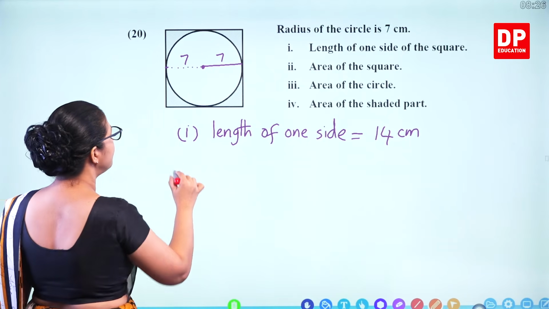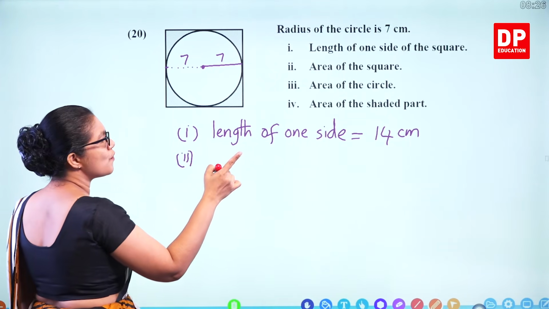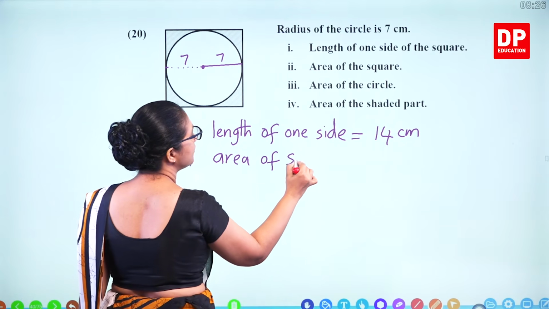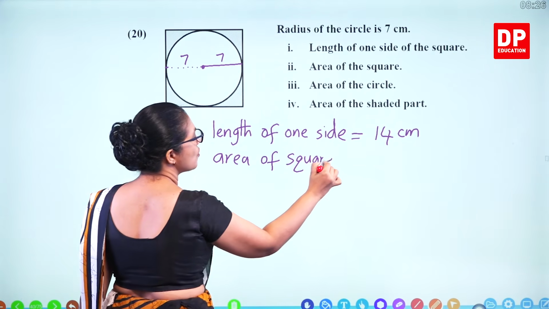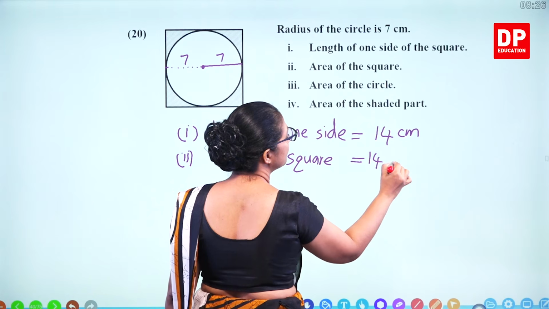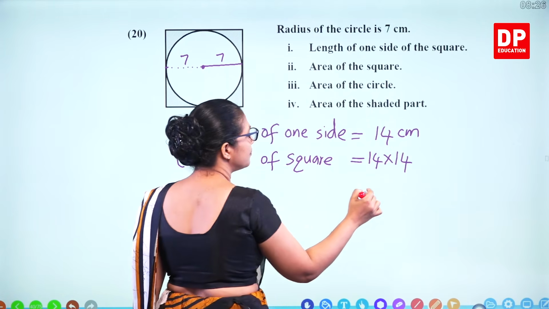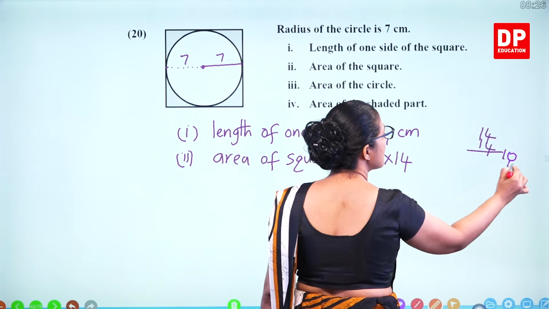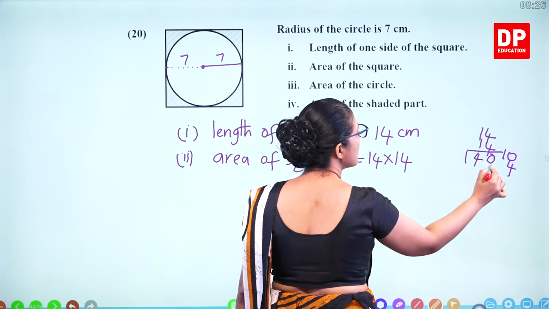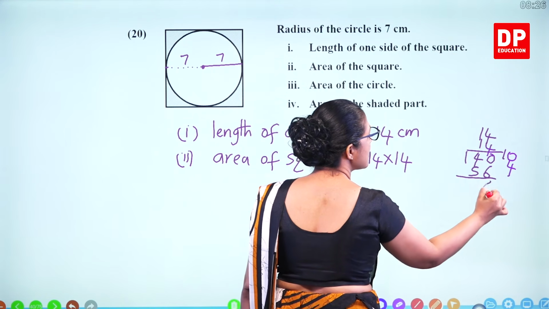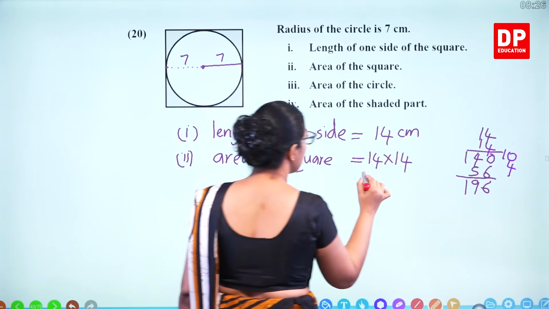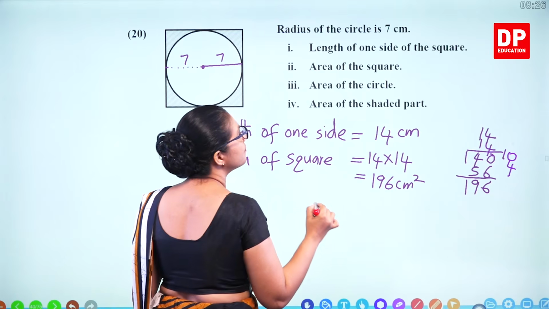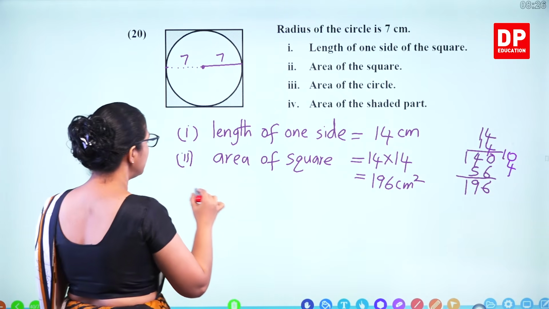Area of the square. Now one side is 14. So area of the square is 14 times 14. What's 14 times 14? You get 196 square centimeters.